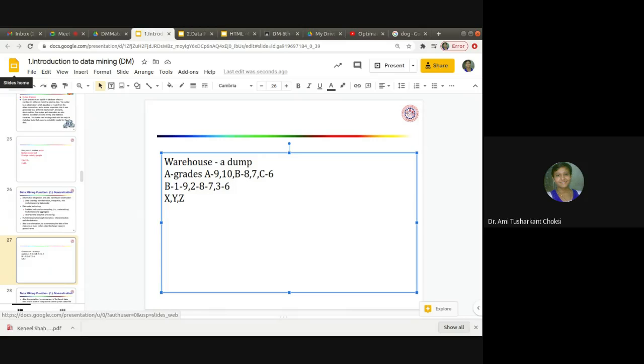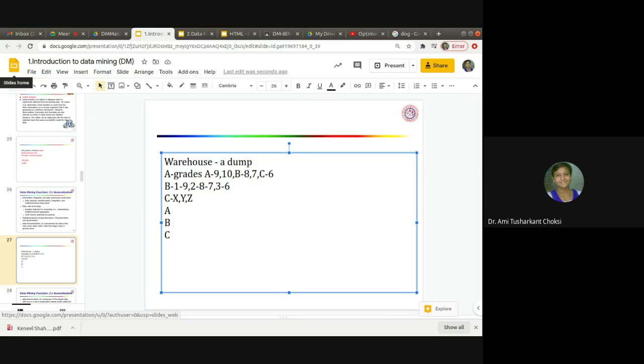Wherever the A, B, C grades, the 1, 2, 3 grades, or the X, Y, Z grades are there, we can integrate them in such a way that we have the data in the same form. Suppose we are giving it as A, B, C only. So for the whole data, whether it is from A college, B college, or C college, we have the data wherein the grades are A, B, and C.